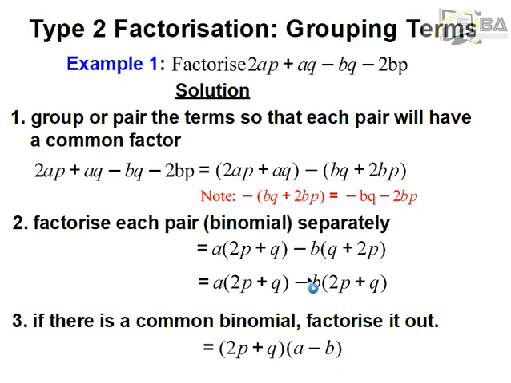So when you factorize 2AP plus AQ minus BQ minus 2BP, this is the final answer you get.